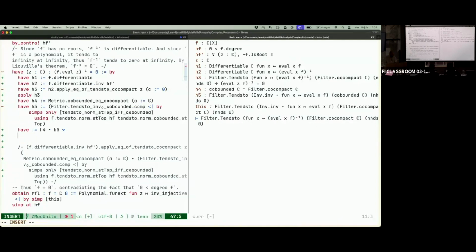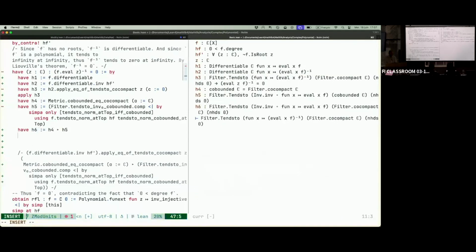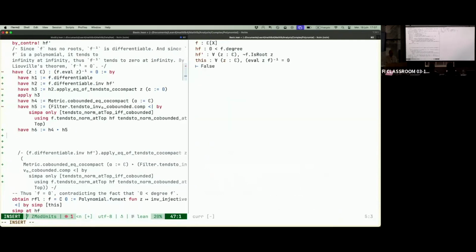No, I am missing something. Now I need to apply, I should say H6. And now I need to apply H3. You see, the H3 is really an implication. If 1 over f tends to 0 at infinity, then the function 1 over f is constant everywhere. Sorry.